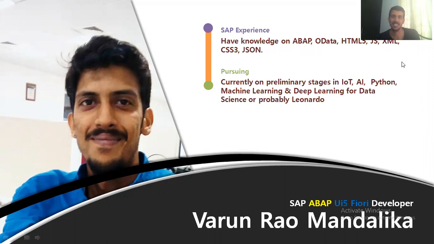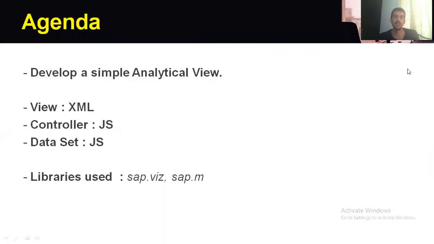So welcome to another session, guys, and in this specific video we'll understand the agenda, which is to develop a very simple analytical view, right? Now, we know what are the different things that are involved in an analytical view. The first one would be an XML view. The second thing is that the controller would be in JavaScript. And the third thing is the data set, that is the data that I'm consuming, would also be in JavaScript. So it would be a very small data set that I would be taking within the JavaScript only. But what is the most important thing here? The most important thing is how to use the libraries.